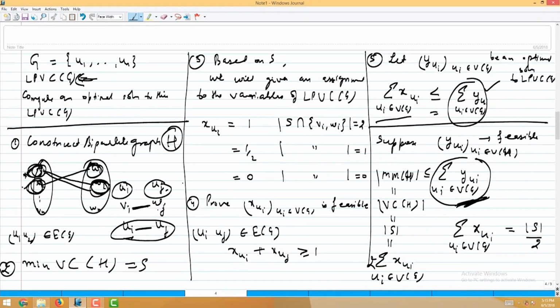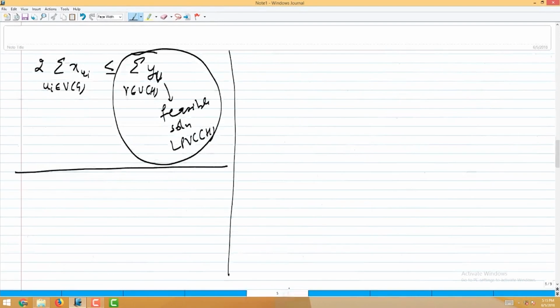And why is there an edge between them in H? Because there was an edge between Ui and Uj in G. So because there was an edge in G between these two vertices, their sum adds up to 1, and to these vertices I have given exactly the same values as Ui and Uj. So their sum should also add up to 1, right? So given any feasible assignment to G, you can always give a feasible assignment for H.